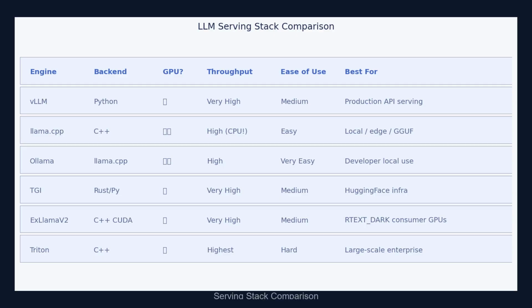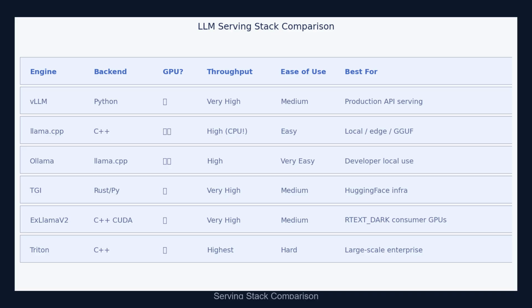This table gives you a quick reference for choosing an inference engine based on your deployment context. vLLM, written in Python, delivers very high throughput and is the standard choice for production API serving. It's what most teams reach for when they need to serve many users efficiently. Llama.cpp, written in C++, is the go-to for CPU inference and edge deployment, and it's what powers Ollama, which wraps llama.cpp with a developer-friendly interface for local use.